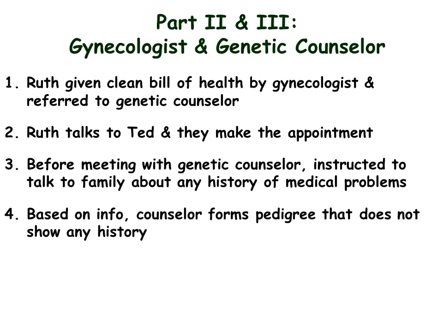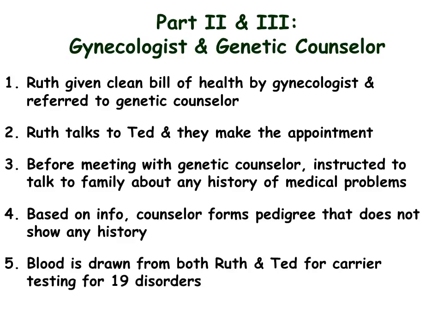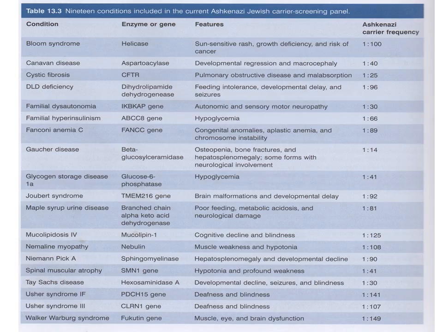When they go to their appointment, the counselor forms a pedigree that does not show really any history of disease. So they feel good about that. But you can't really know until you get your blood drawn. So they draw the blood, and both Ruth and Ted are tested for 19 disorders. And here are the 19 disorders that they're tested for.